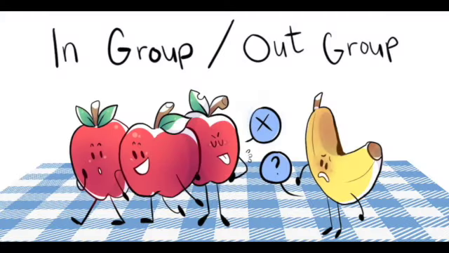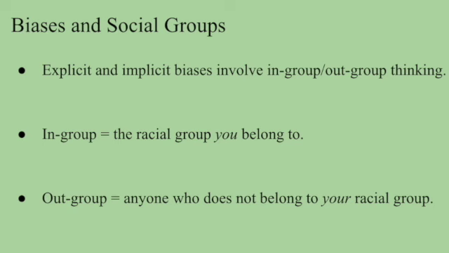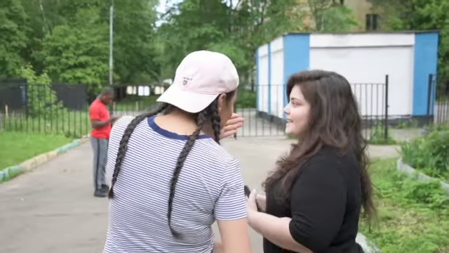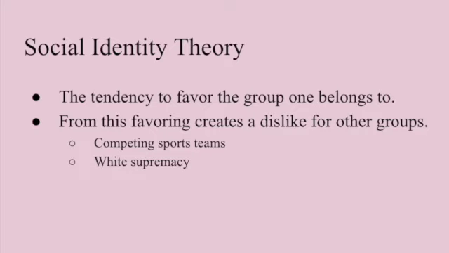In context of race, an in-group is the racial group that you belong to, and an out-group is just everyone who isn't part of your racial group. So now the social identity theory comes in. This theory starts with just the tendency to favor the group that you belong to.